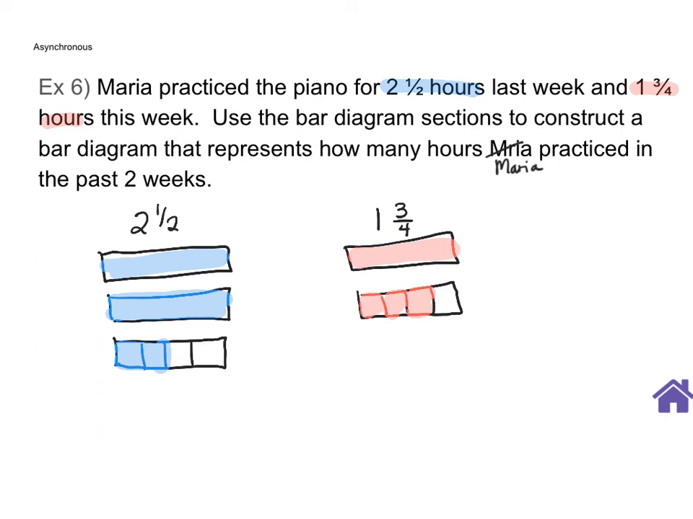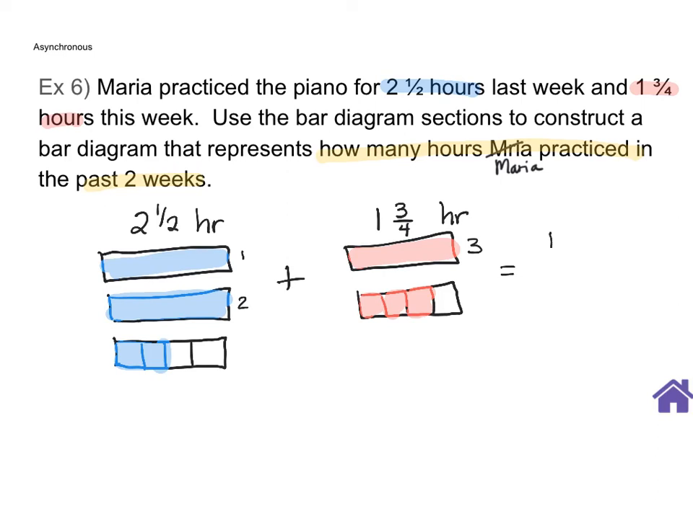Okay. Now the final question is how many hours did she practice in the past 2 weeks? So I need to decide, do I need to subtract these from each other or do I need to add? Well, I need to know how many she practiced total. So I need to add both the 2.5 hours and the 1 3/4 hours. So I'm going to do that. I'm going to first add my whole numbers. Okay. So I have 1, 2, 3. So I have 3 wholes.